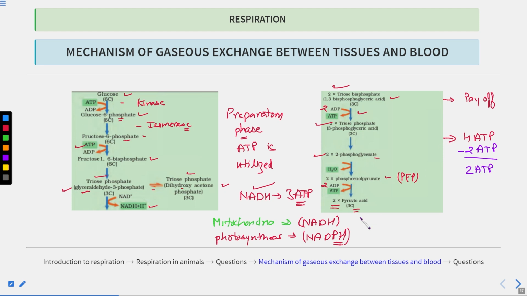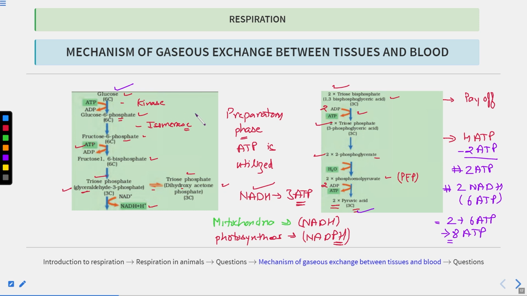Now apart from this, 2 NADH molecules are also synthesized, so this means 6 ATP are also generated. In total we can say 2 plus 6 ATP, which combines to form 8 ATP. This was the process of glycolysis in short. Starting with glucose, two molecules of pyruvic acid are formed.